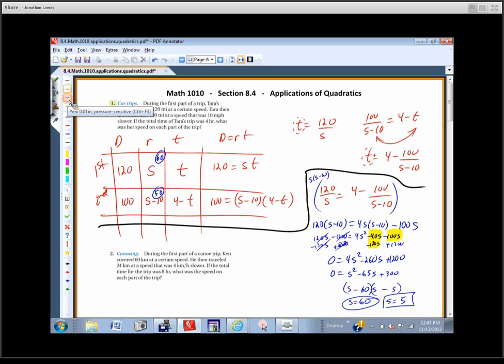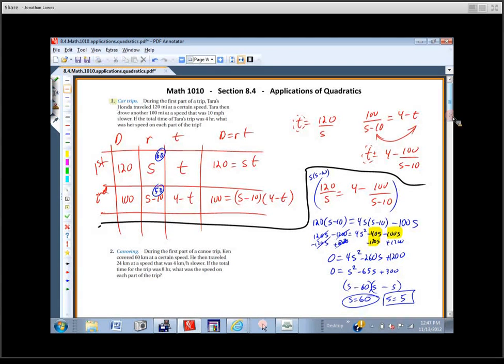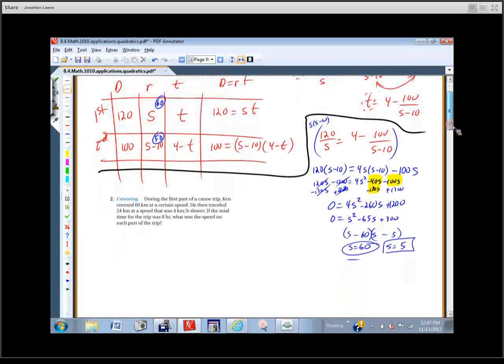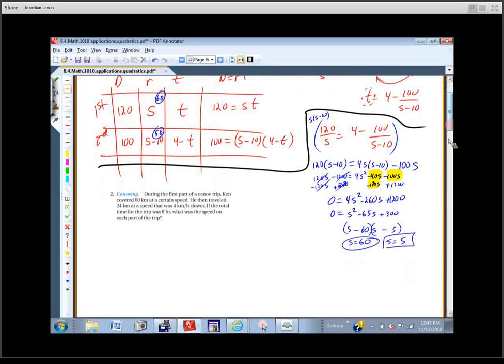Okay. I'm going to show you a different technique, same type of problem, but it's a different way to solve the same thing. Everybody ready? Okay, can I slide this down? I'm gonna leave that much there just so we can see it. So on this one it says, during the first part of a canoe trip, Ken covered 60 kilometers at a certain speed. He then traveled 24 kilometers at a speed that was 4 kilometers slower.